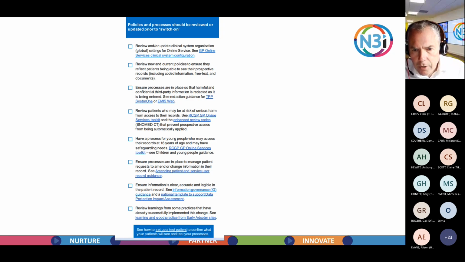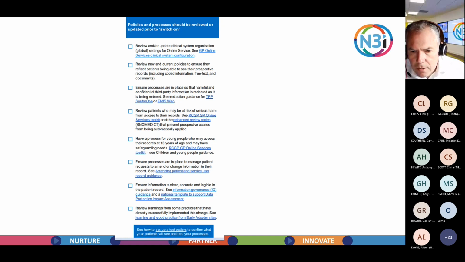Ensure information is clear, accurate, and legible in the patient record. Okay, I'm not getting into that one. I don't think clinicians or anyone who records information in a clinical record clearly needs to be doing that anyway, and I'm sure you are. I'm sure that's not an issue.